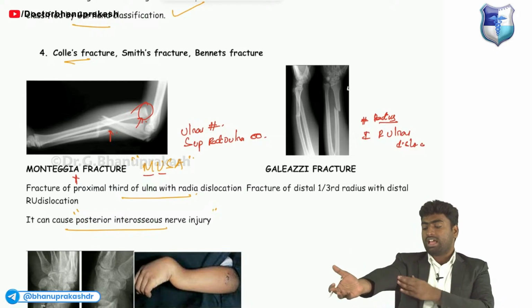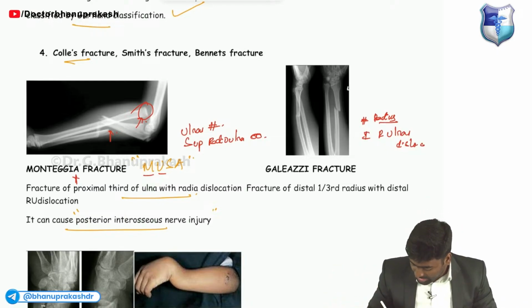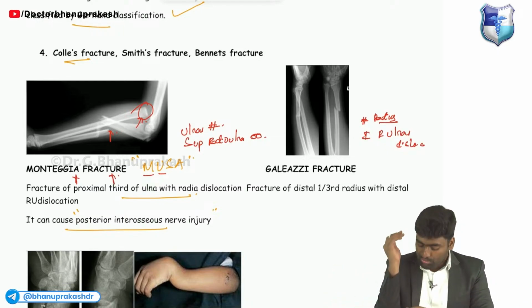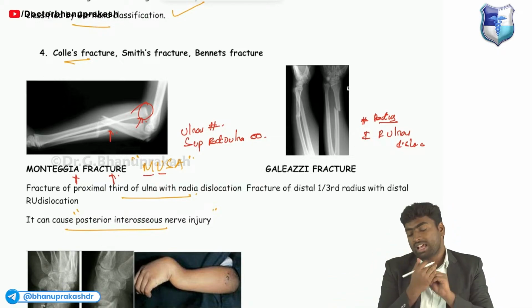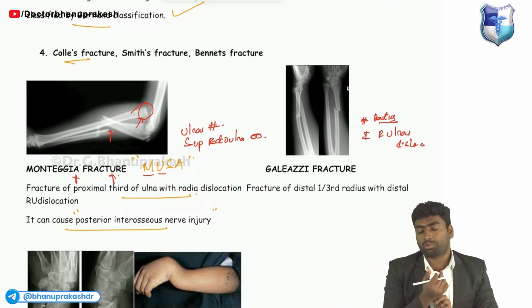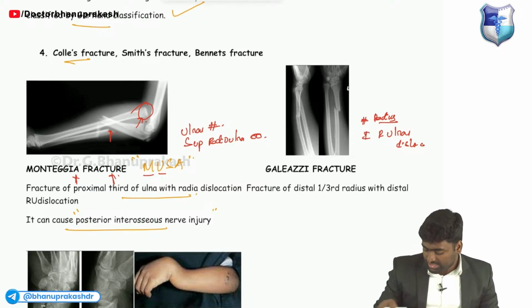Okay, and Monteggia is around the upper, the proximal third fracture. Whereas this Galeazzi is the lower one-third fracture. Fine. Just remember these things.